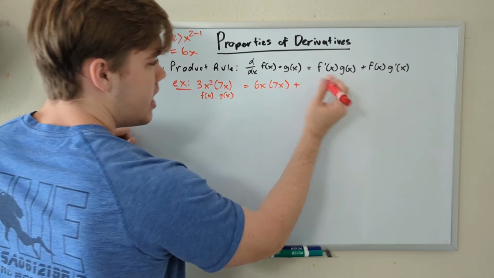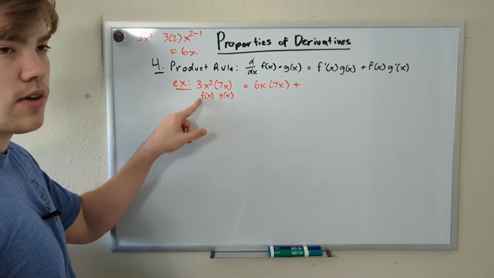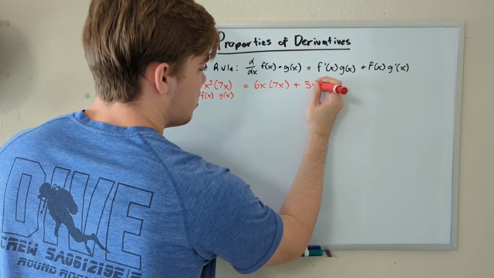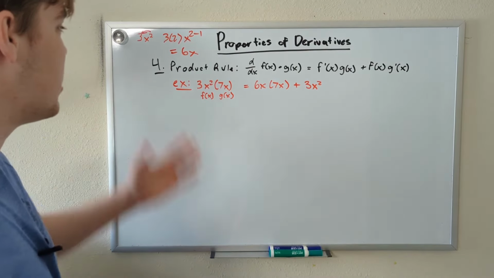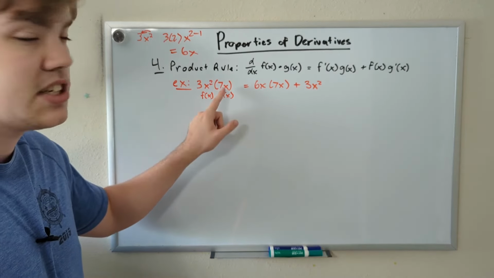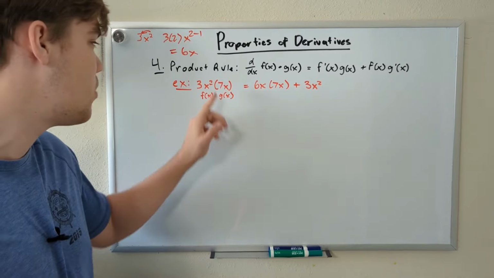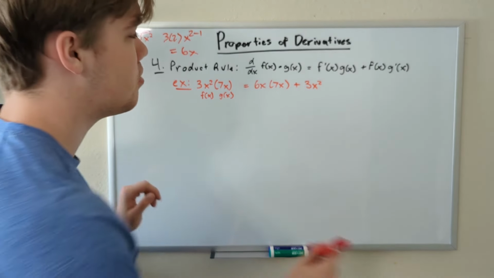Now we have to add f of x times g prime of x. We already know what f of x is. That's just 3x squared. And let's find g prime of x. We'll do that over here in this corner because I don't have room here. So to find g prime of x, we actually need to use the power rule, which may sound weird because there's not a power here, but let me show you what happens here.